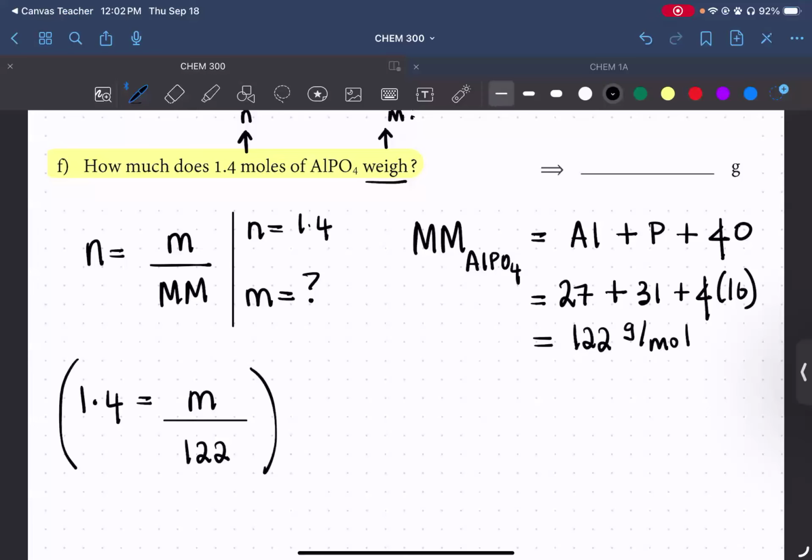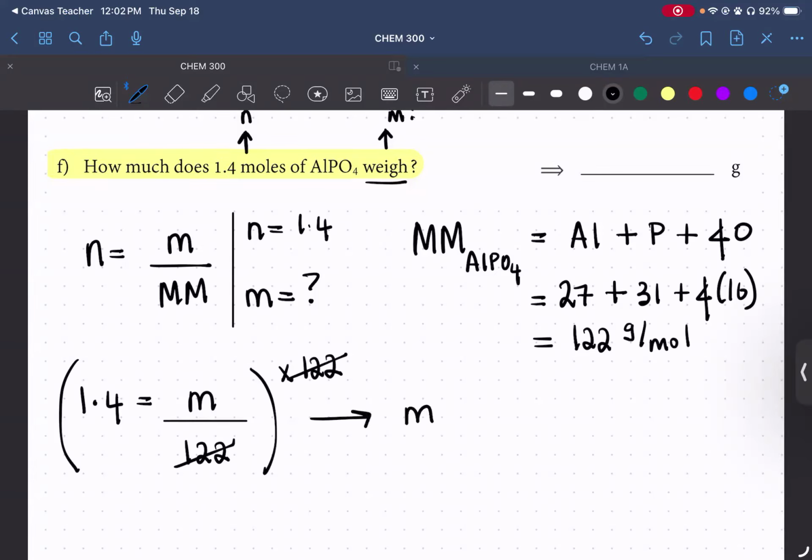We multiply both sides by 122. In doing so, we cancel out the fraction. What we're left with is M is equal to 1.4 times 122. We put this into our calculator, we get 170.8 grams. I could ask you on an exam to write these to a certain number of significant figures.